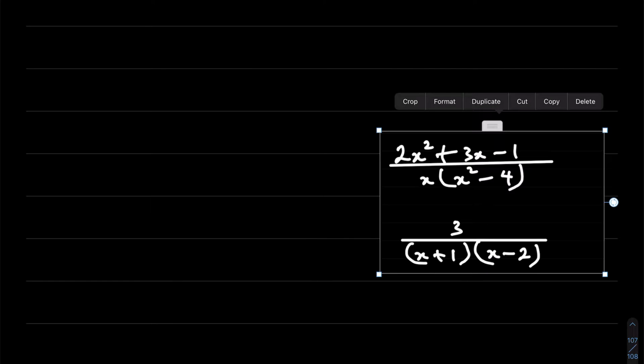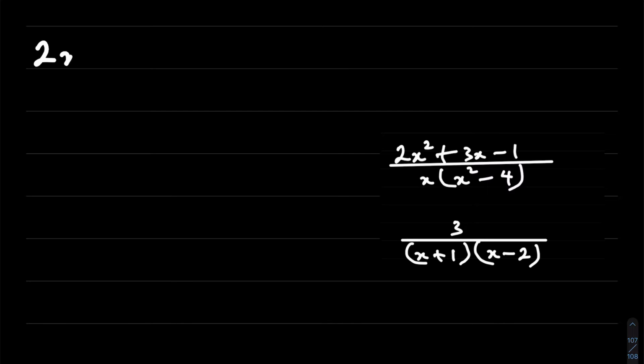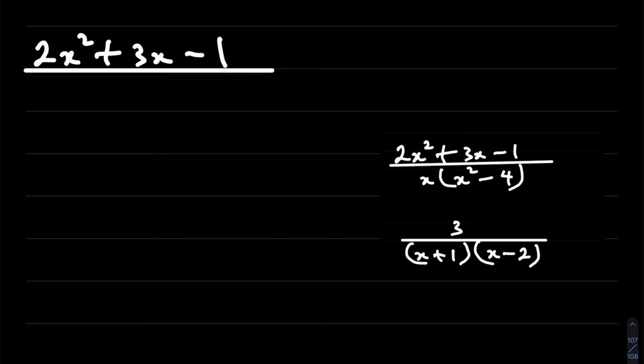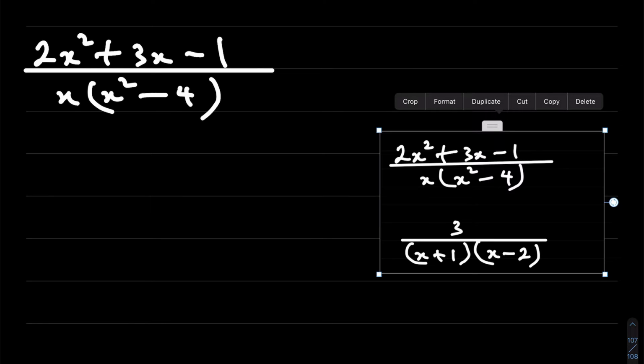We take these few questions. Resolve (2x squared plus 3x minus 1) over x into bracket x squared minus 4 into partial fractions.